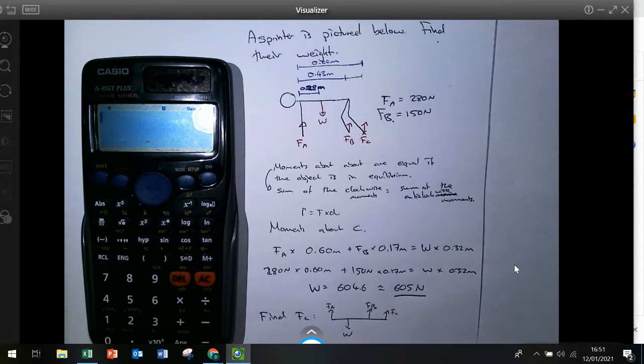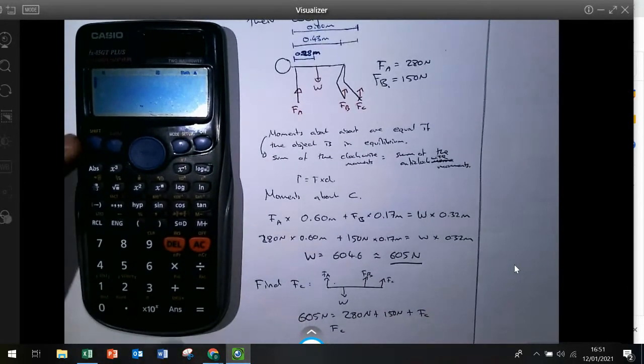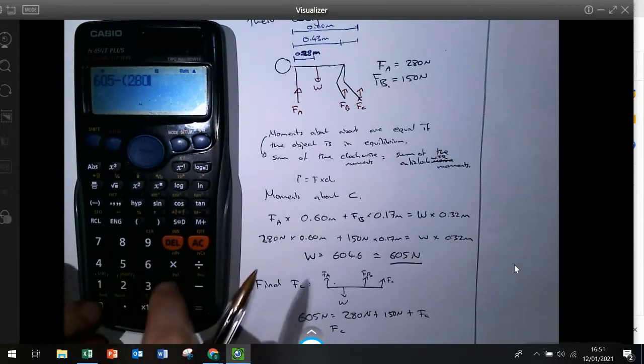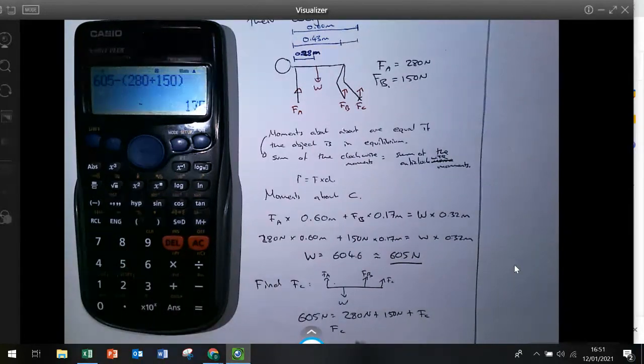then we can work out force C by purely just considering the upwards forces and the downwards forces. This person isn't accelerating up or down, so the total sum of the upwards forces must equal the sum of the downwards forces. So we must have the weight, which is 605 newtons, must equal 280 newtons plus 150 newtons plus force C, which means that force C is going to be 175 newtons.